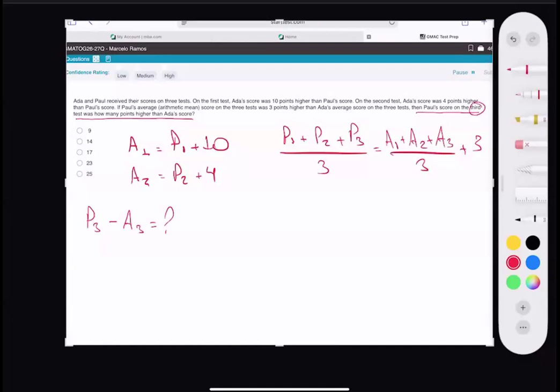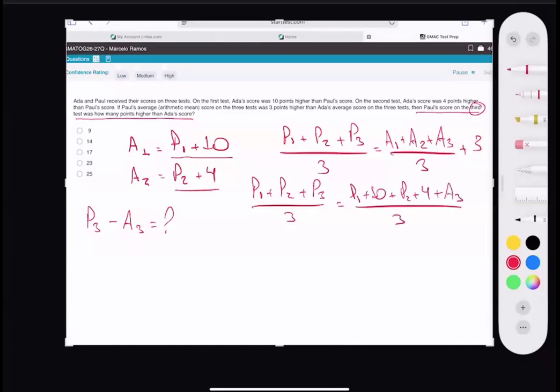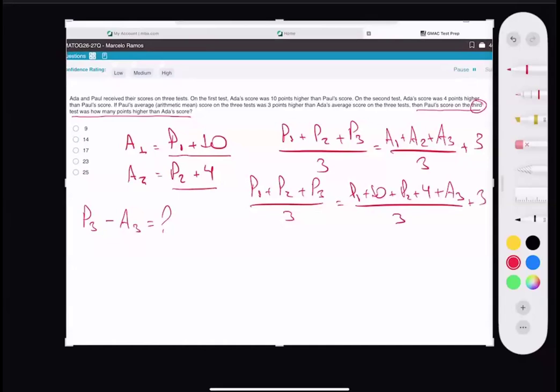This is the long way. So let's solve. Okay, I will put everything in terms of Paul. Paul 1 plus Paul 2 plus Paul 3 divided by 3 is equal to... A1 is P1 plus 10. A2 is P2 plus 4 plus A3 divided by 3 plus 3. Is that okay? Okay.